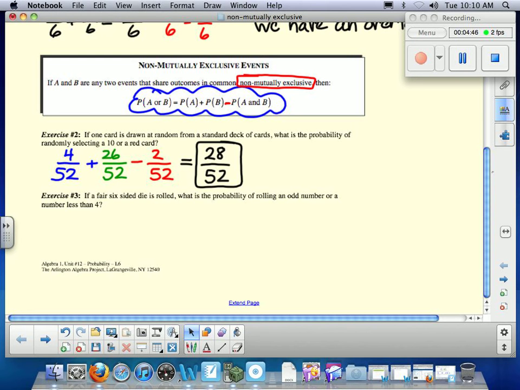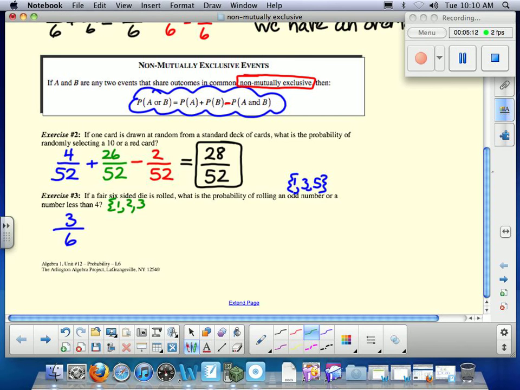Number 3, a fair 6-sided die is rolled. What's the probability of rolling an odd or a number less than 4? It's 3 odds. Odd number, correct, 1, 3, or 5. So that's 3 out of 6. Number less than 4, 1, 2, or 3. So another 3 out of 6.